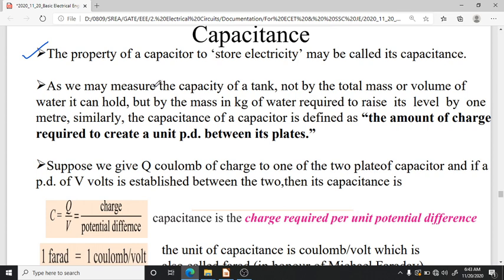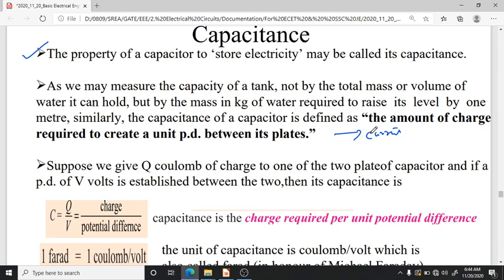Similarly, the capacitance of a capacitor is defined as the amount of charge required to create unit potential difference between its plates. Which means, if current is passing through the circuit between plates A and B through a battery, then some electrostatic stress is created inside the conducting plates.